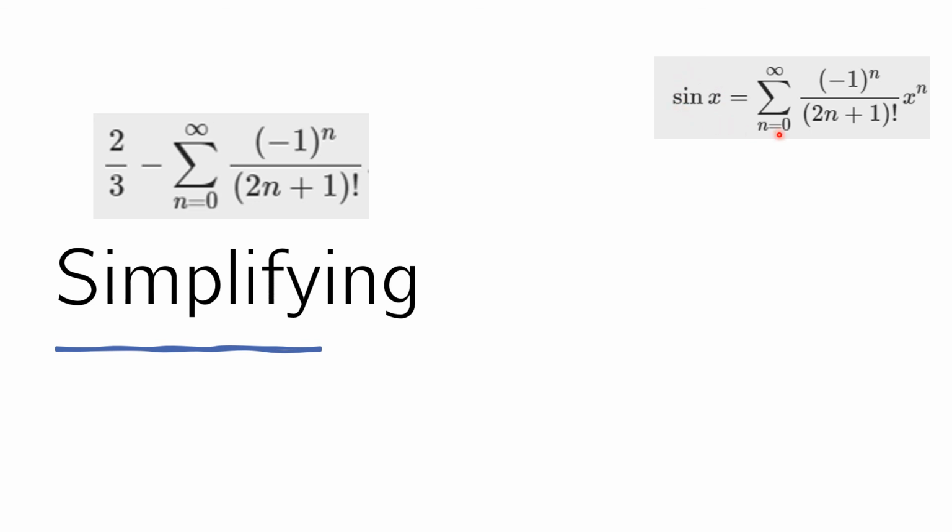So sine of x is just this bit here. And we notice that they are very similar. And if we replace x with 1 here, they will be exactly the same, this one and this one. And so we are forced to conclude that, in fact, our original expression is just equal to 2/3 minus the sine of 1. And this is a much more familiar form of the more complicated series that we had at the beginning.